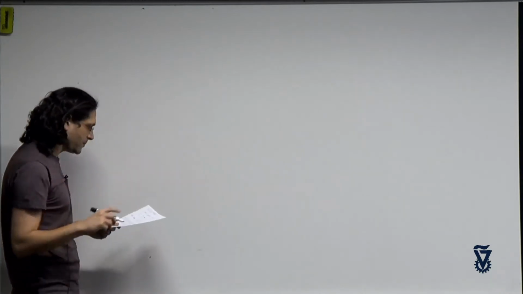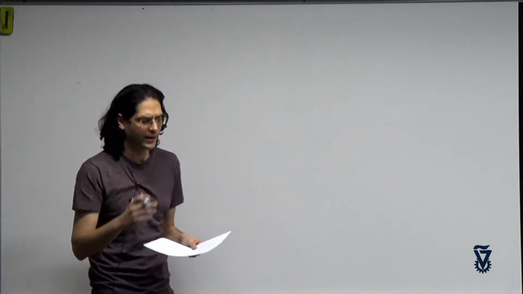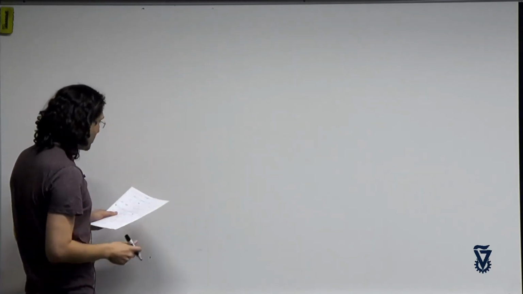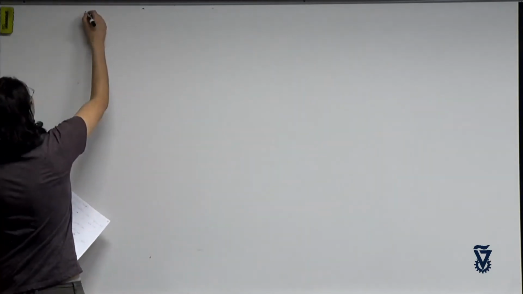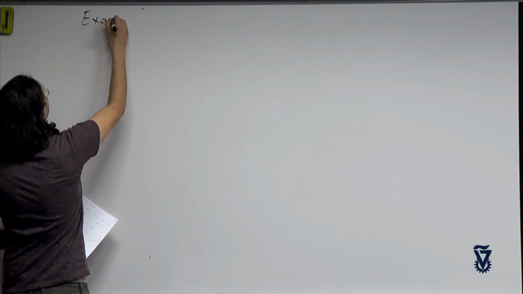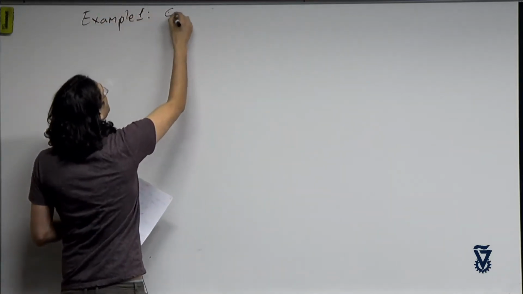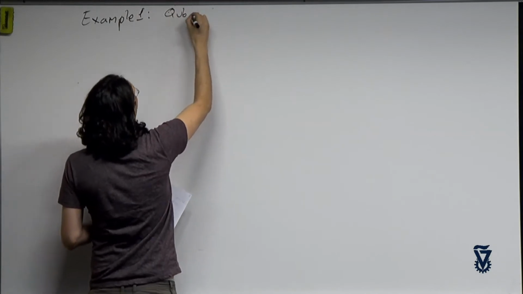So we're going to do a few simple examples. All these examples and most of what I've done so far you can find in Nielsen and Chuang, so you can refer back to that book. Okay. So what we're going to talk about now is example 1. Let's call this Qubit Copying.